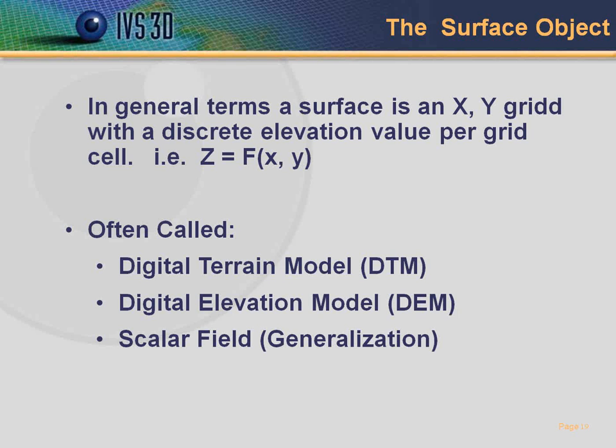Many products will often refer to these with different names. If they're storing terrain data, it's often digital terrain model or digital elevation model. Sometimes I generalize them and just call them a scalar field, because you can have a surface of data other than heights. It could be temperature, a surface of pressure, and so on.